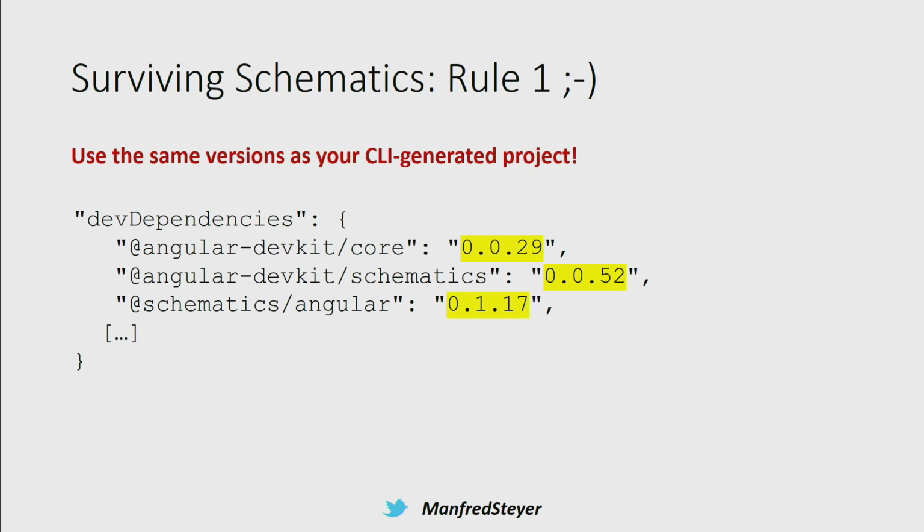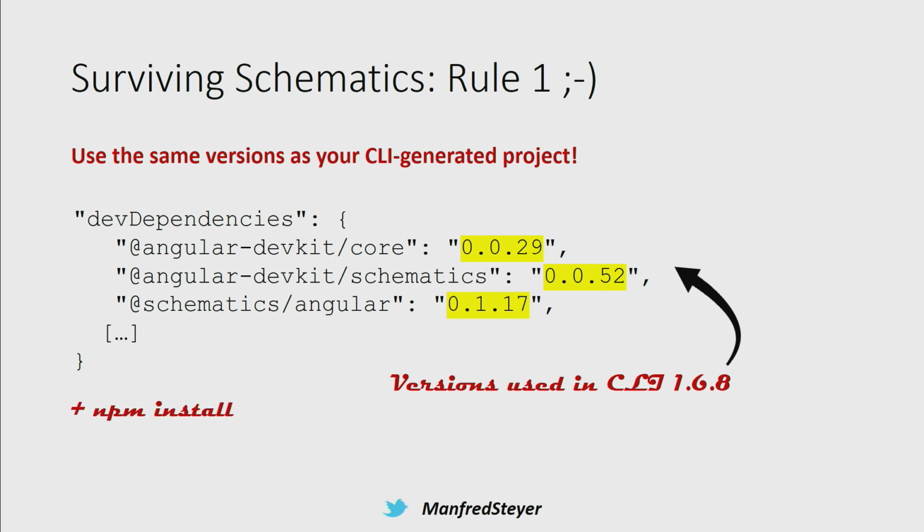So please just align your dev dependencies. For instance, here I'm using the dev dependencies I had found within my CLI project. I've scaffolded with the CLI 1.6.8. And then, of course, you have to npm install everything.